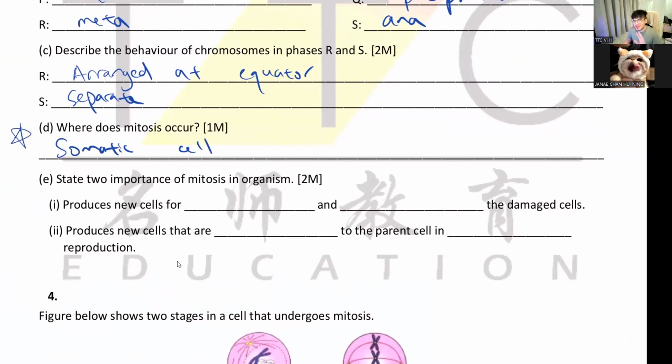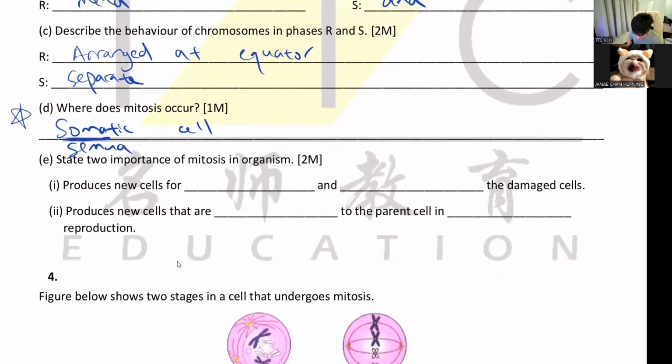Remember this word, somatic cell. Very easy to remember this one. How do I remember? Soma sounds like semua. Semua cell, kecuali reproductive cell. So semua, soma. If you speak Cantonese, it's even easier. Soma, like soma cell. See, even easier, right?